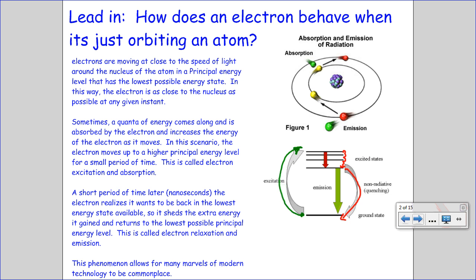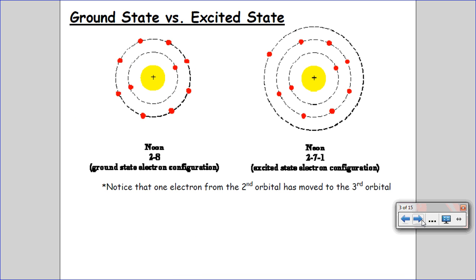So what happens when that electron drops back down is it absorbed energy to go up, so it's got to get rid of that energy to come back down. And while it might have absorbed heat energy to go up, as it comes back down after it makes a few hopscotches, it actually releases that energy as light. And this phenomenon allows for many pieces of modern technology to be commonplace, like light bulbs or smartphone screens. That is what's happening to the electrons here.